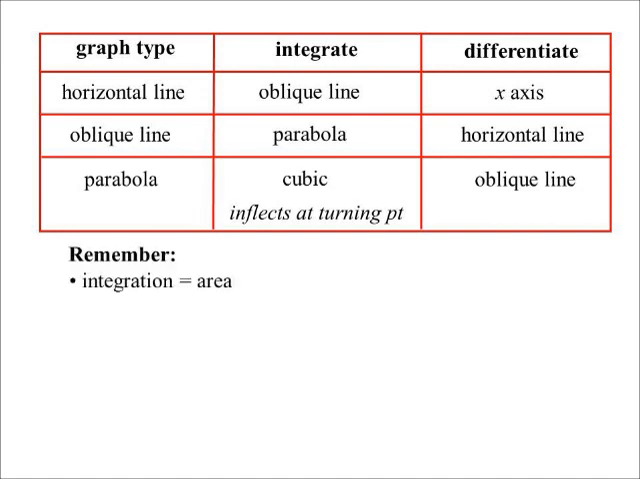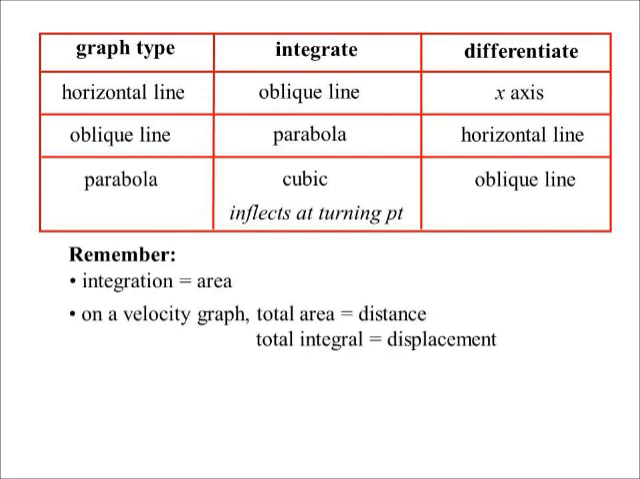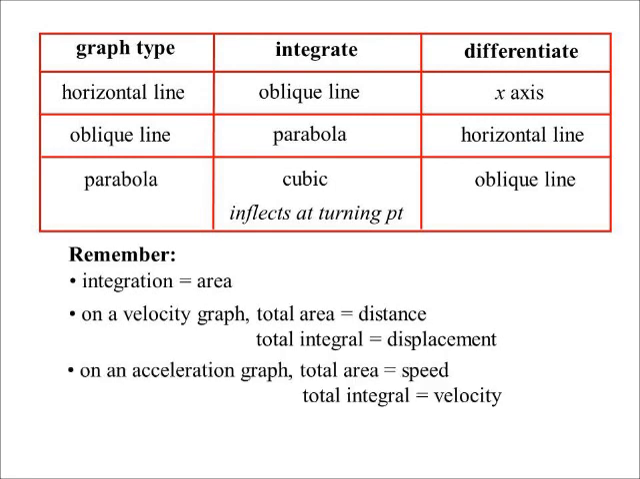Okay, so integration is area. That's how you find the area under a curve. But on a velocity graph, total area for distance, whereas total integral will be displacement. On acceleration graph, total area will be speed, whereas total integral will be velocity.